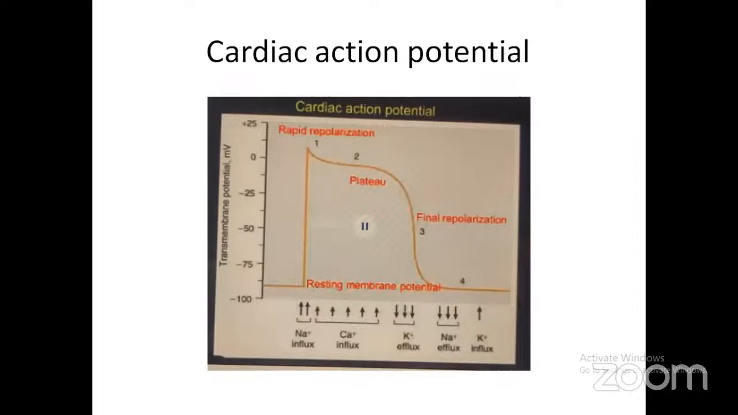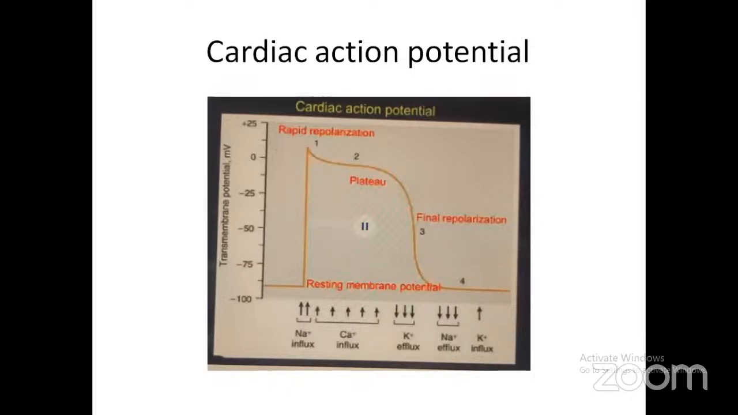The picture explains the cardiac action potential. It consists of the resting membrane potential level of the cardiac myocyte, which is about minus 90 millivolts, followed by phase 0, which is rapid depolarization. Phase 1 is rapid repolarization. Phase 2 is the plateau phase. Phase 3 is final repolarization. Phase 4 is the resting phase.